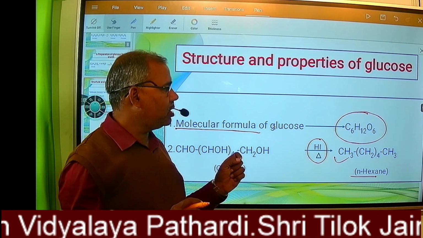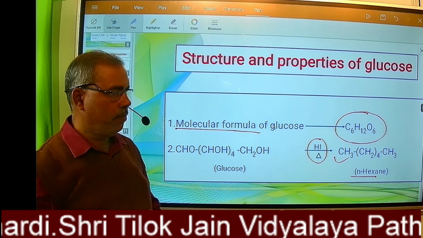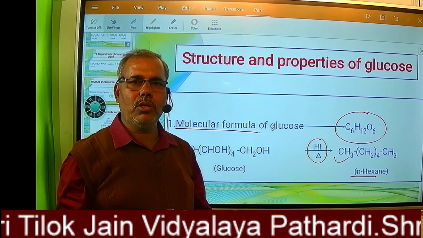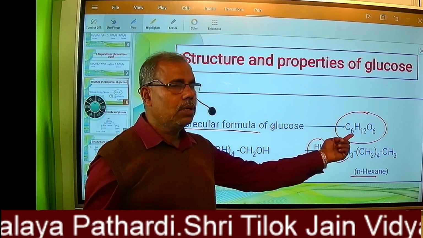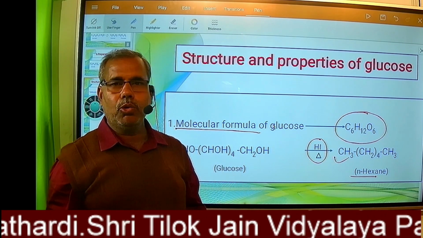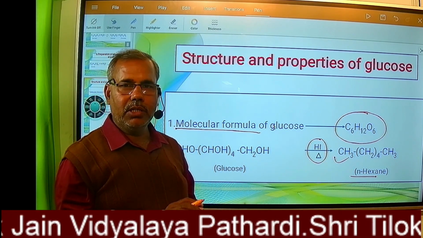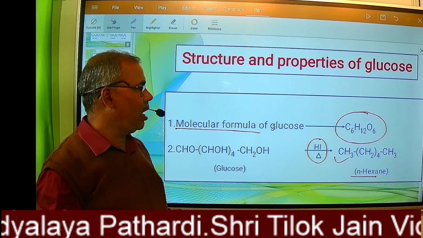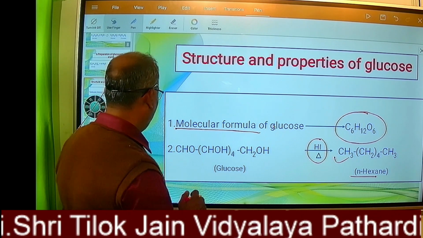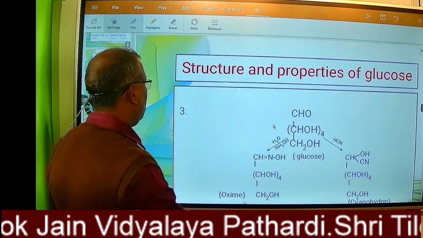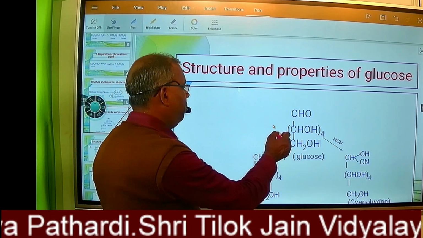That means the 6 carbon atoms in this alkane are in a straight chain. There is no branching. So this n-hexane was formed. It proves that all the 6 carbon atoms present in the glucose molecule are arranged in a straight chain. That is, there is no branching of any carbon atom in the structure of glucose.